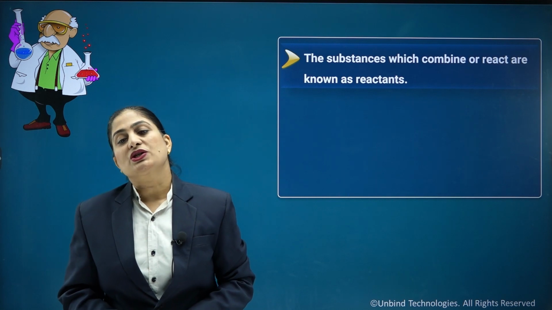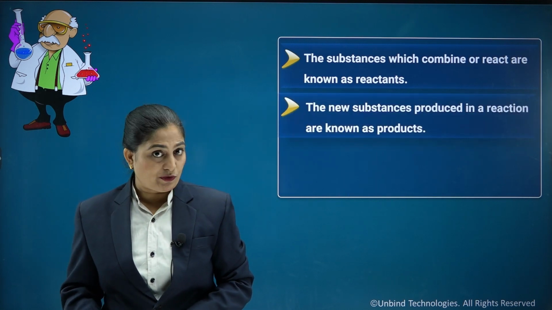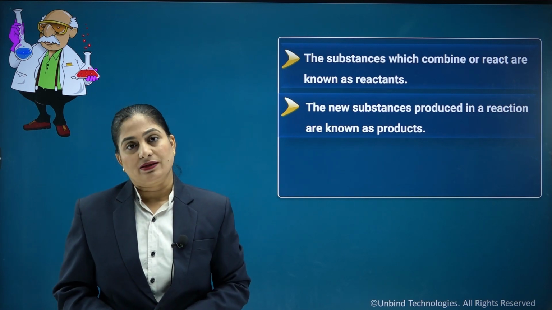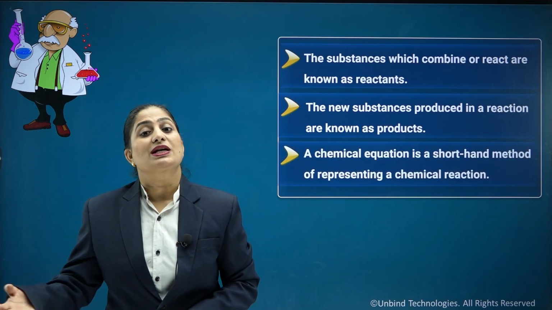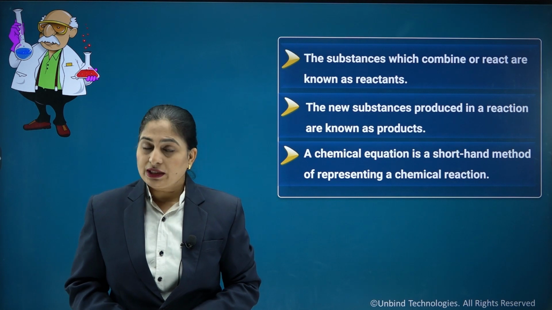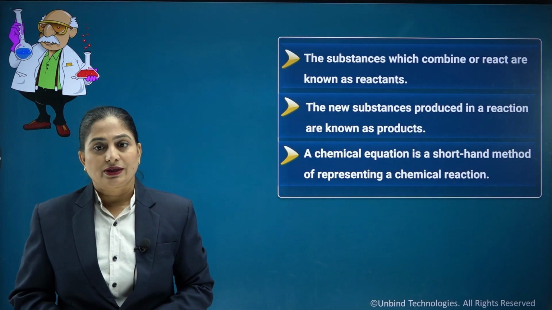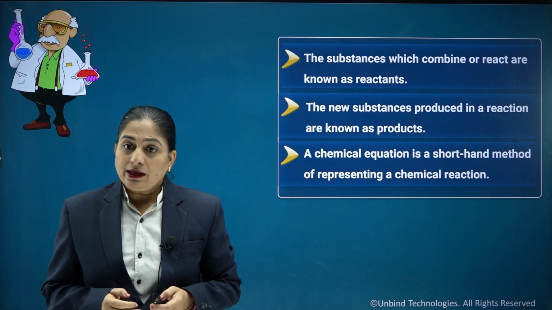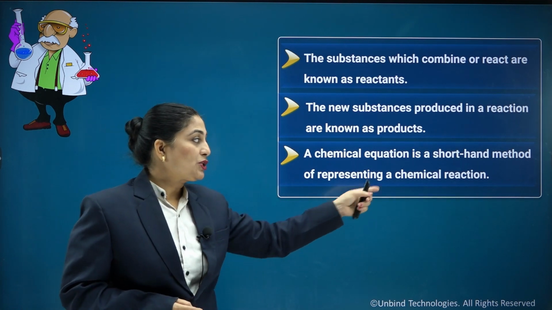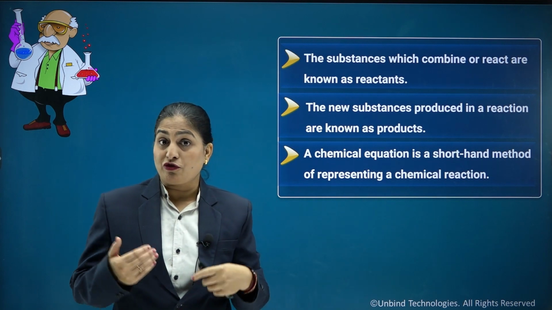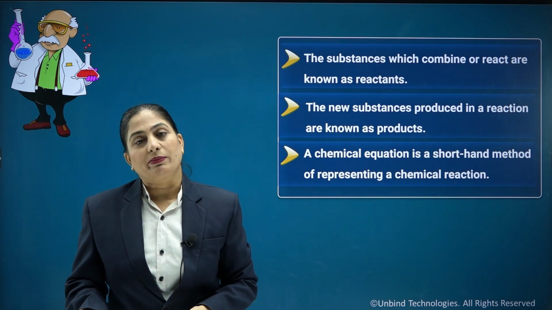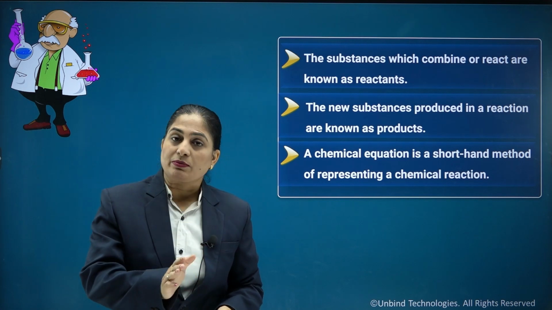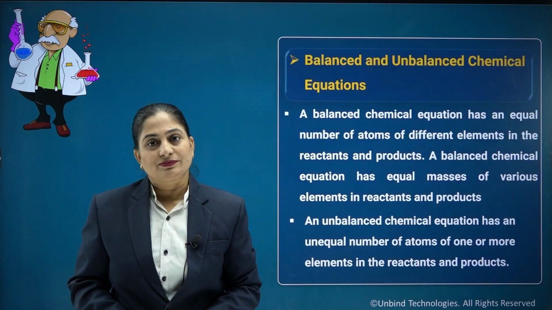The substances which combine or react, as we have already discussed, are called reactants and they are always written on the left hand side. Similarly, the new substance which has been formed during the reaction, we call it the product and it is always written on the right hand side. A chemical equation is the shorthand representation in the form of symbols. So, a chemical reaction in terms of symbols is a chemical equation.